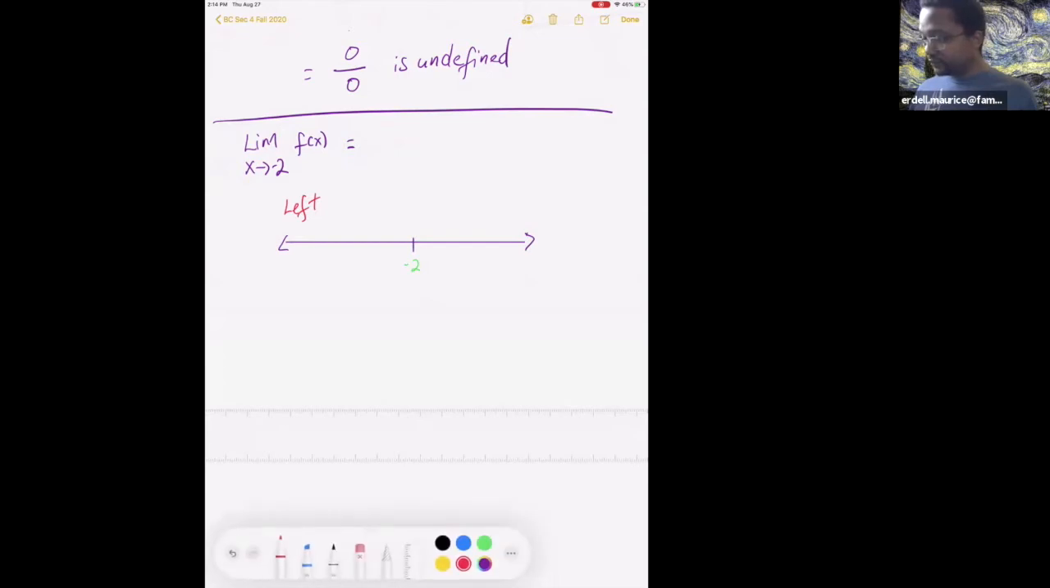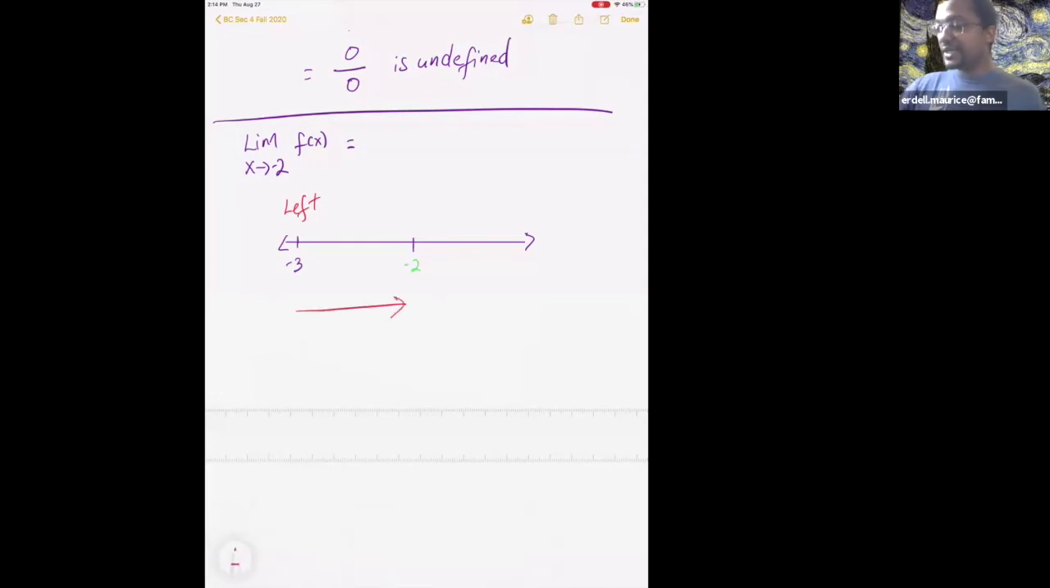-3. That number is indeed -3. And if I start from -3 and I walk towards -2, numbers I will encounter will be, for example, -2.5, -2.9, -2.99, correct? Just from this number line right here, if I keep going from the left side.